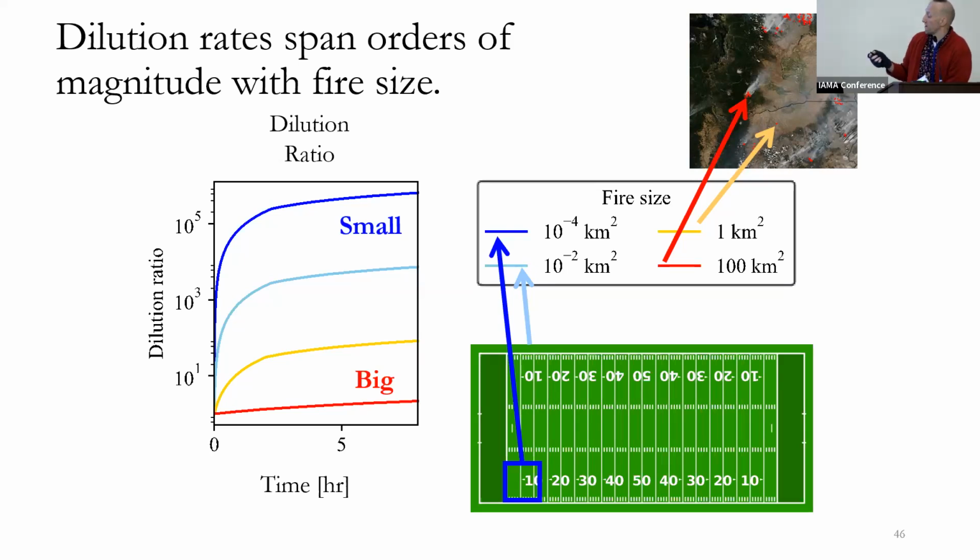As we move to smaller fire sizes, those dilution ratios increase by orders of magnitude. So as we move down, let's say to our smaller ones, we're over 100,000 dilution ratio. So if we started at 10,000 micrograms per meter cubed, you're well under 1 microgram per meter cubed 8 hours downwind. And that makes sense.